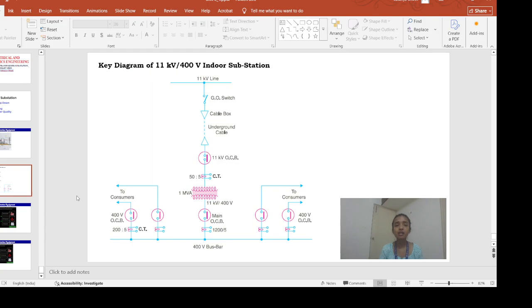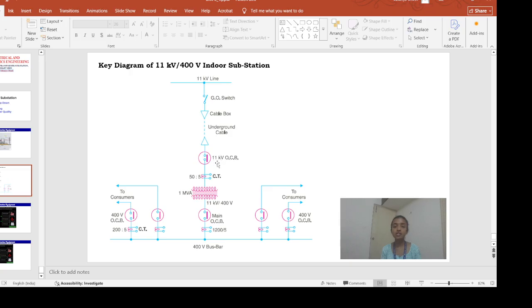Okay, let us move on to the next part, the key diagram of an 11 kV to 400 volt indoor substation. So we all know, so far we have learned that electricity is generated at the generating station at 11 kV voltage. Now as I told you, if there is a fault in the transformer or transmission line, for that we first need to turn off this circuit breaker.